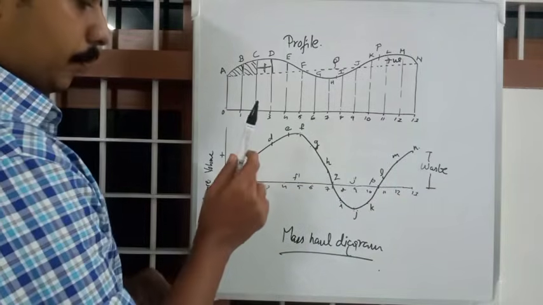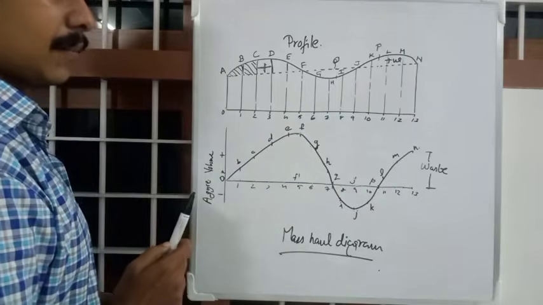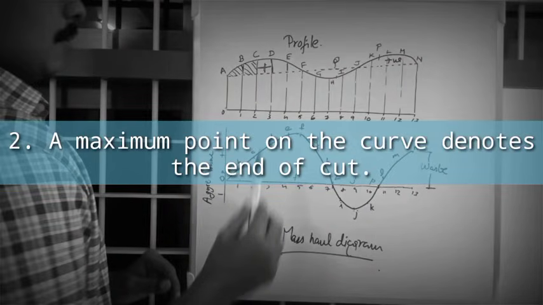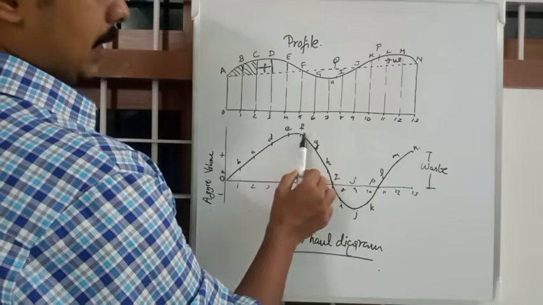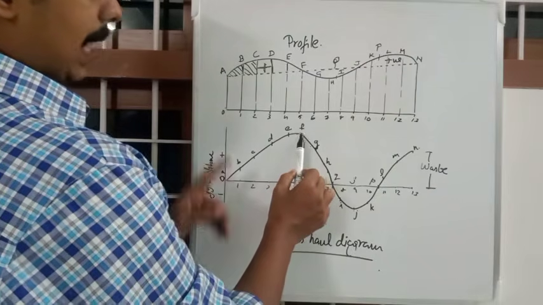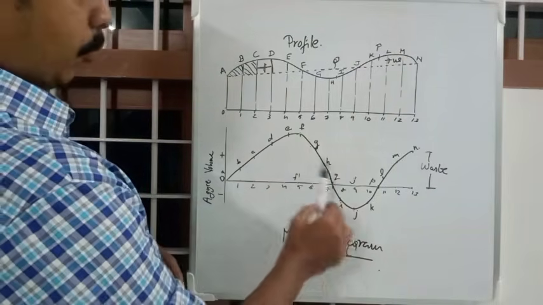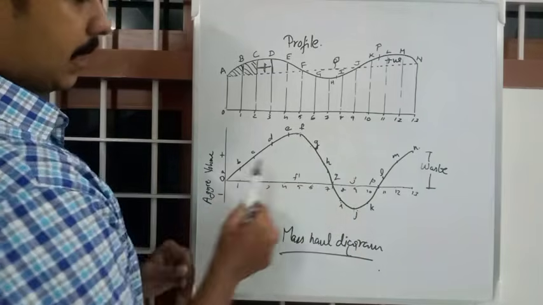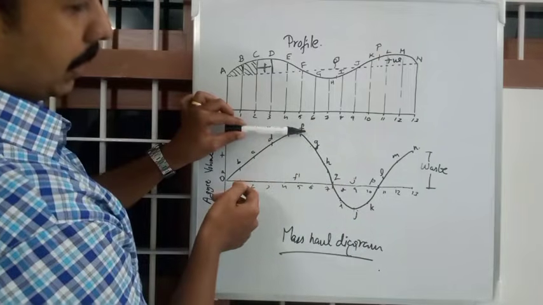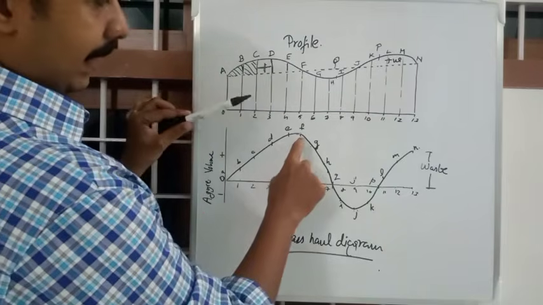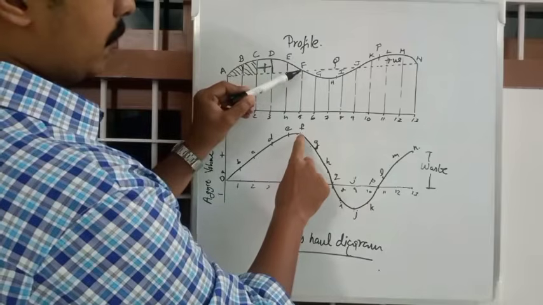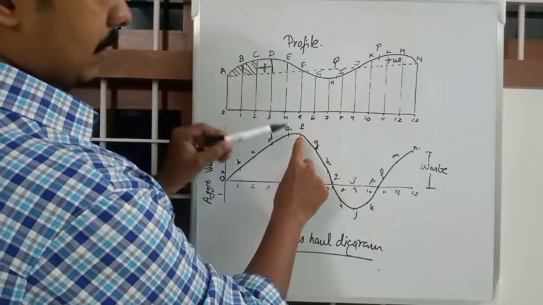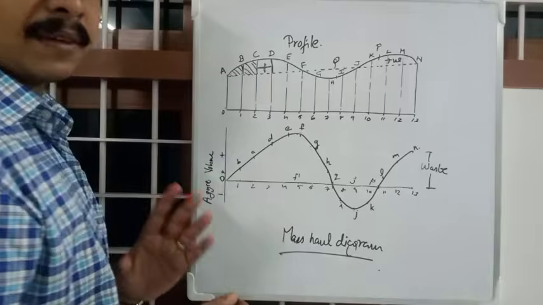So that is the first characteristic. Second characteristic: the maximum point in the curve indicates the end of cut. In this, the maximum point is F. F is the maximum point, the peak point, and that indicates the end of cutting and the start of filling. Maximum point indicates end of cut.